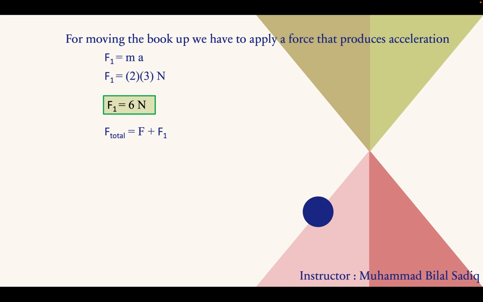Next, I need to calculate the total force. The total force that is required to move the book upward must be equal to the total weight of the book plus the force that you apply to move the book upward. So total force would be 20 Newton plus 6 Newton. The total force of the boy should be 26 Newton in order to move it up with an upward acceleration of 3 meters per second square.